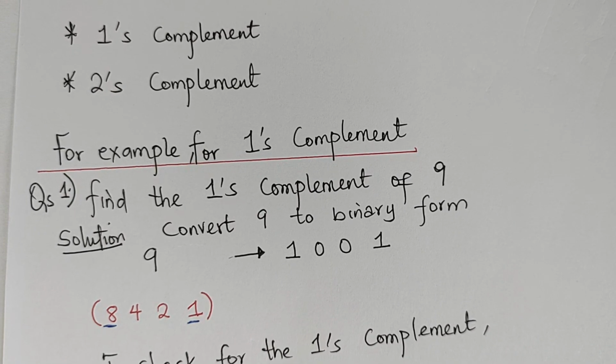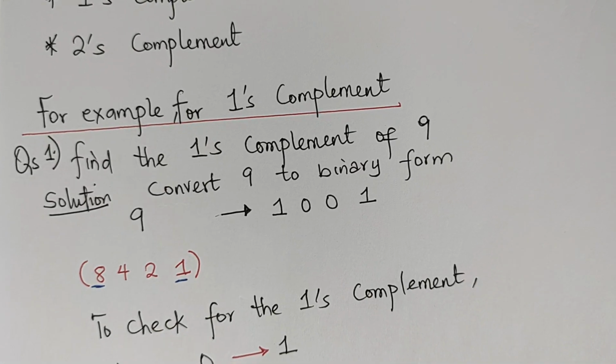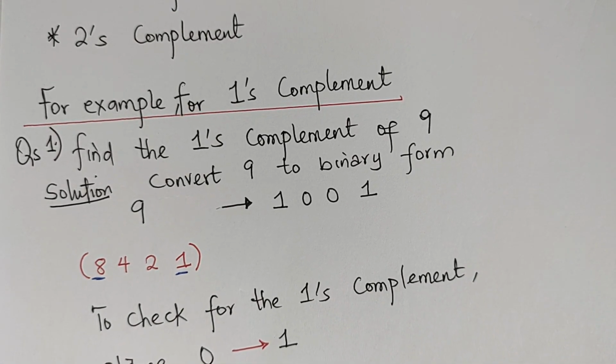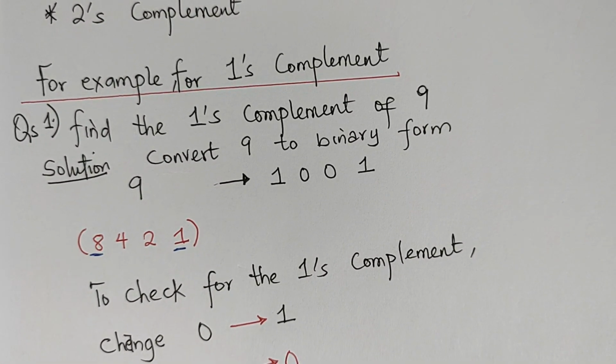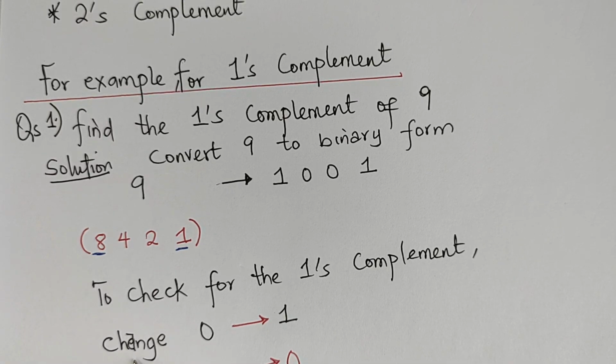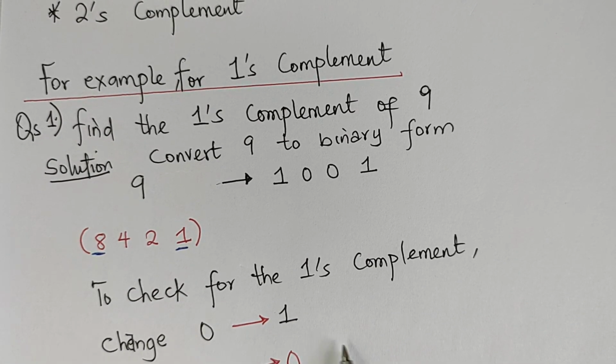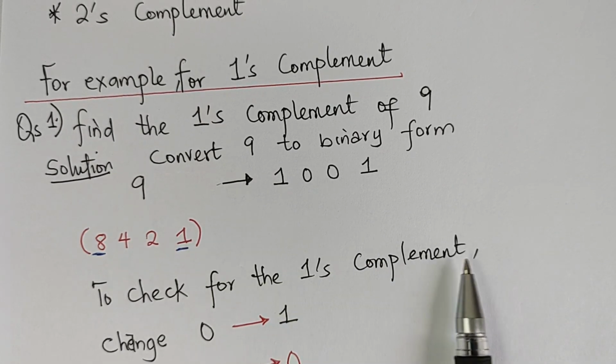Now the next thing to do, once we convert the decimal number to binary, is to check for the complement. When I talk about complement, just have a quick understanding that complement is like doing the opposite of what you have. That means the inverse. It means if you see 0, change it to 1, and if you see 1, change it to 0. That is all about one's complement.